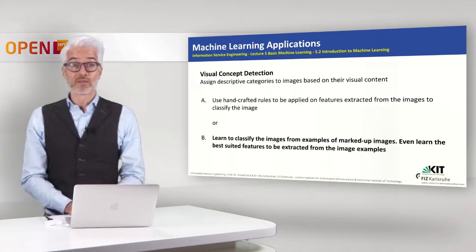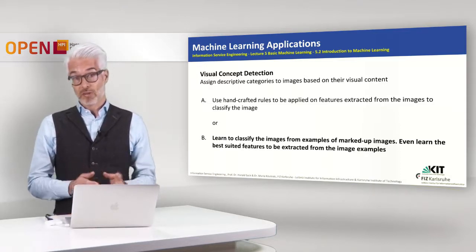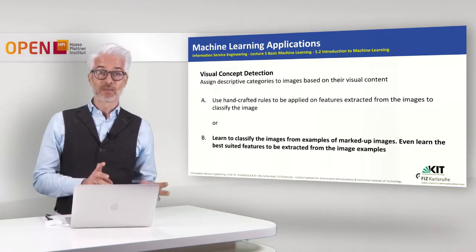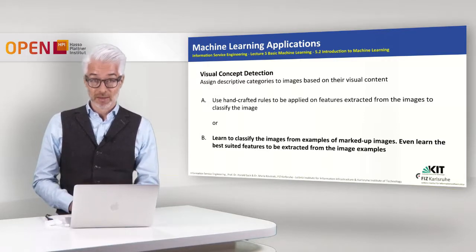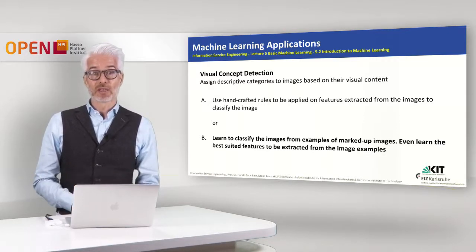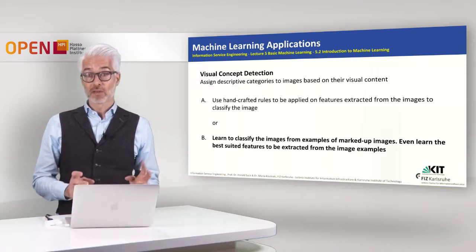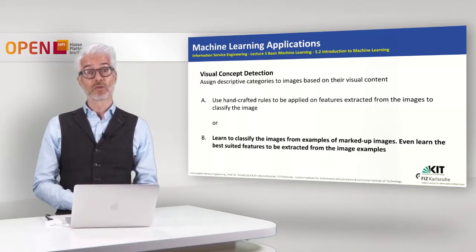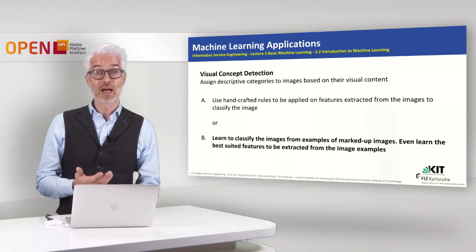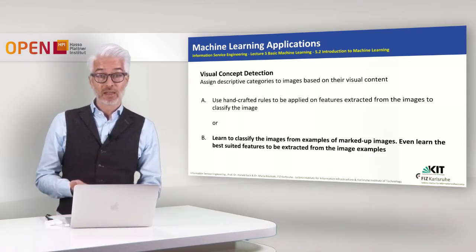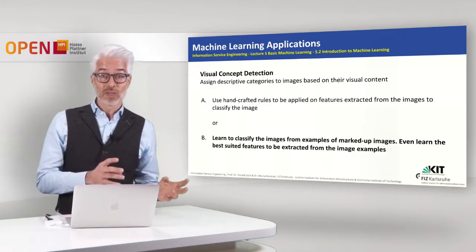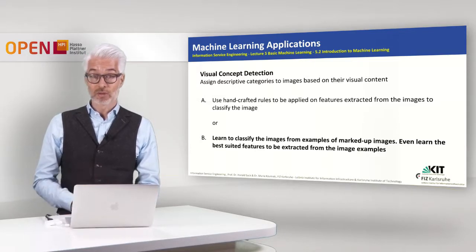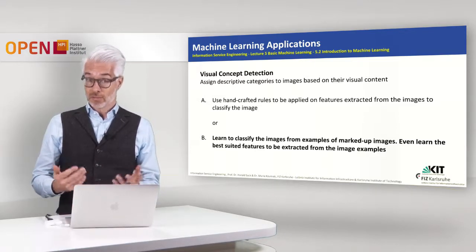Another rather popular task is visual concept detection. For sure you have seen this probably in an app on your smartphone. This means descriptive categories are assigned to images based on their visual content. Again, this could be implemented by using handcrafted rules that are applied on features extracted from the images to classify the image. But on the other hand, using the machine learning approach, you learn to classify the images from examples of marked up images. And you even learn what are the best suited features to be extracted from these image examples to achieve the best classification results. Visual concept detection already works near human level.